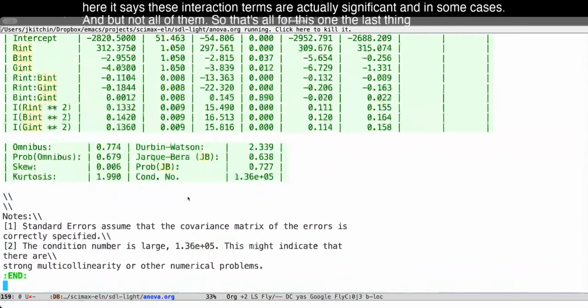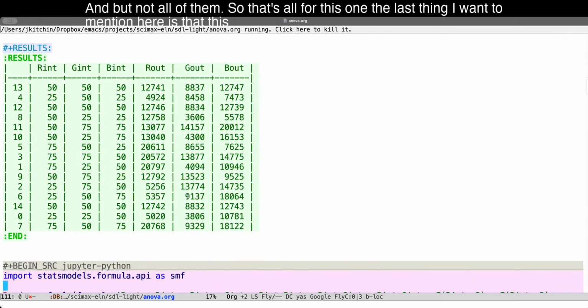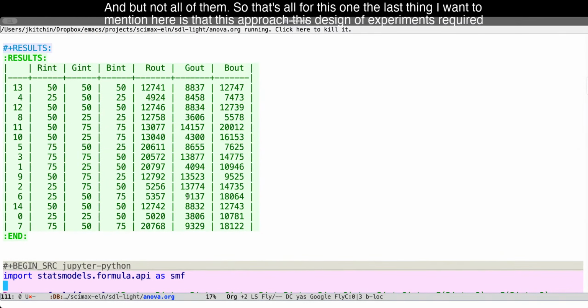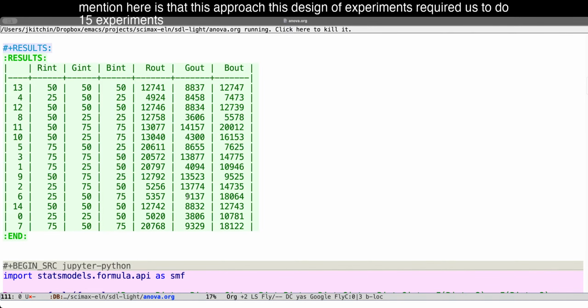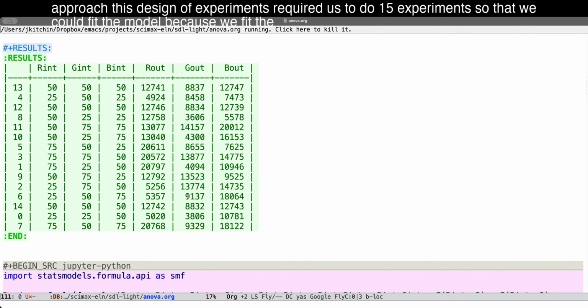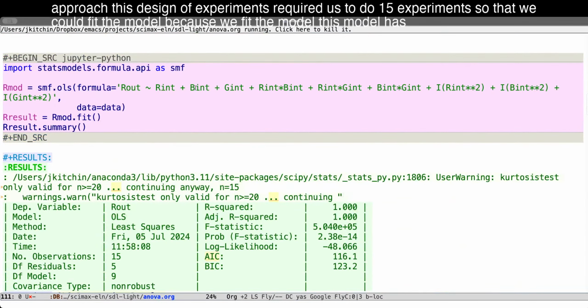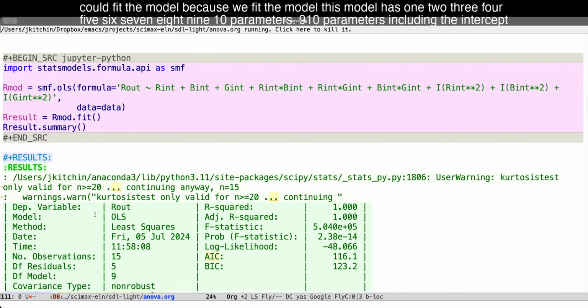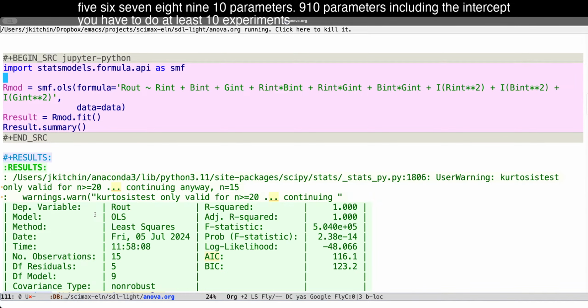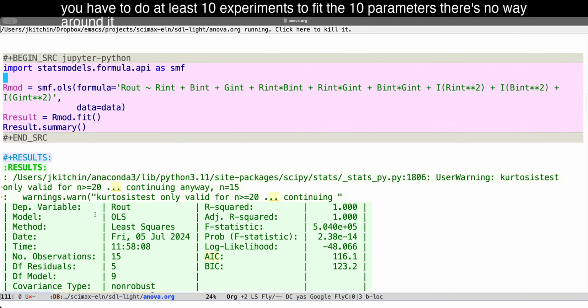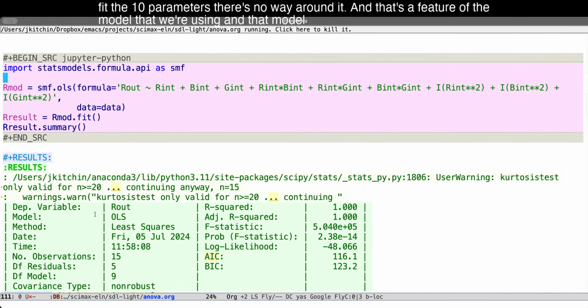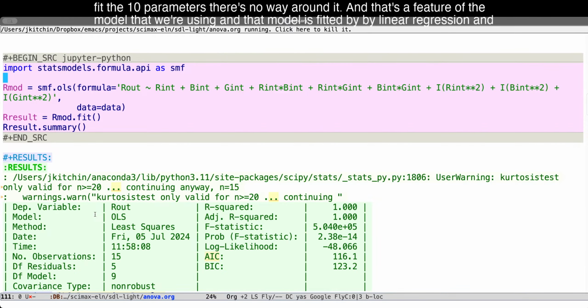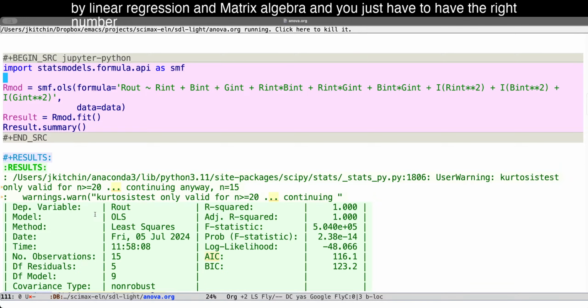The last thing I want to mention here is that this approach, this design of experiments, required us to do 15 experiments so that we could fit the model. This model has 1, 2, 3, 4, 5, 6, 7, 8, 9, 10 parameters, including the intercept. You have to do at least 10 experiments to fit the 10 parameters. There's no way around it. And that's a feature of the model that we're using. That model is fitted by linear regression and matrix algebra, and you just have to have the right number of dimensions, or you run into fitting problems.